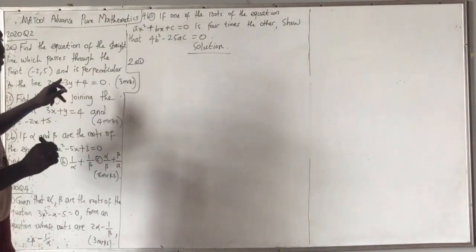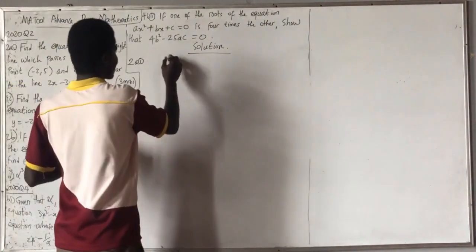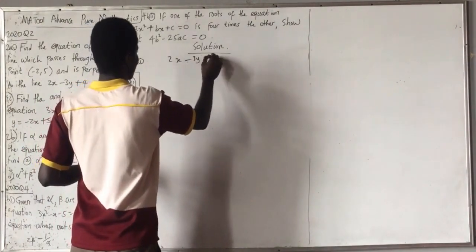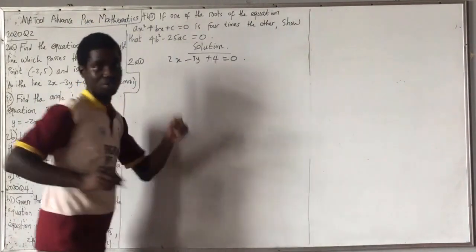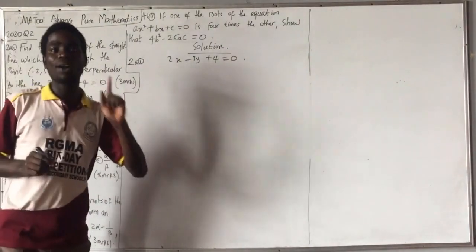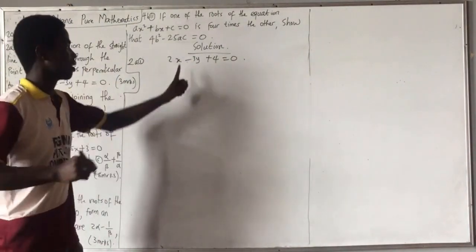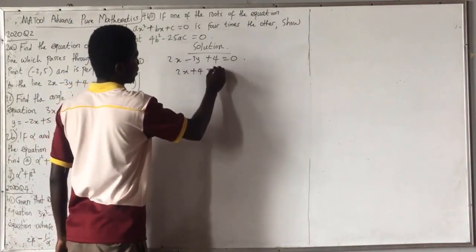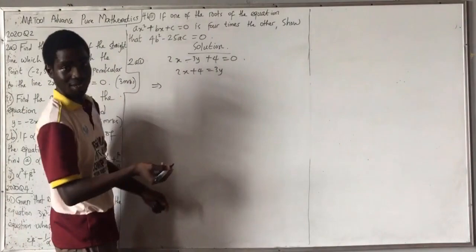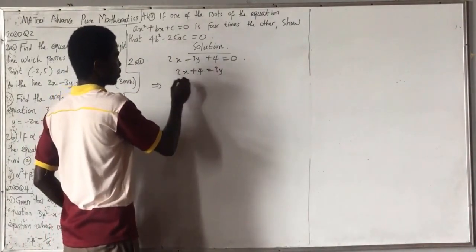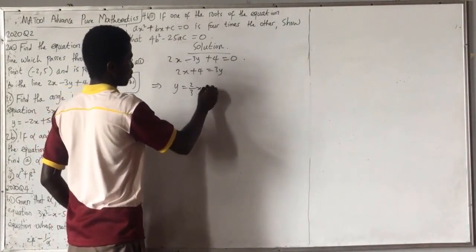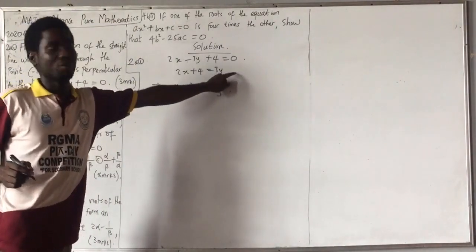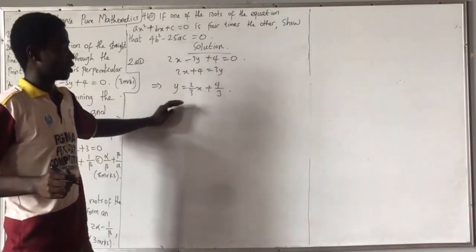They ask me to find the equation which is perpendicular. First of all, start with the equation 2x minus 3y plus 4 equal to 0. That is the first thing you need to do. Make y the subject of formula. Bring y to the other side, you will be left with 2x plus 4 equal 3y. Divide through by 3. y will be equal to 2 over 3 x plus 4 over 3. So this is what I have.